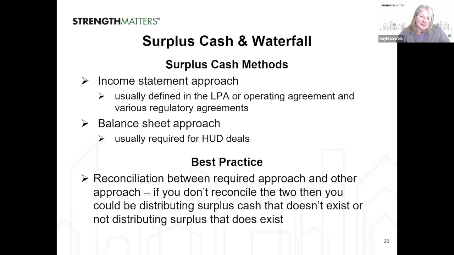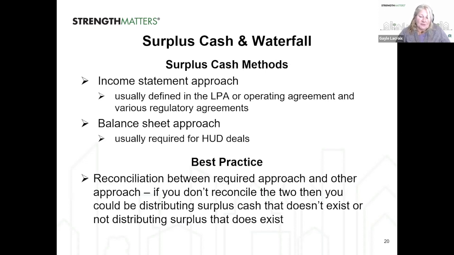And there's some tricks to all of that. But in any event, if you're looking at the balance sheet, you're actually looking at what you have in cash, right? And that's really what's available to distribute. So if you take the income statement approach and you forget to look at your balance sheet, and you forget that you made a bunch of fixed asset purchases, or you forget you had huge debt service, you could end up calculating a number that exceeds what you actually have available in your bank account.